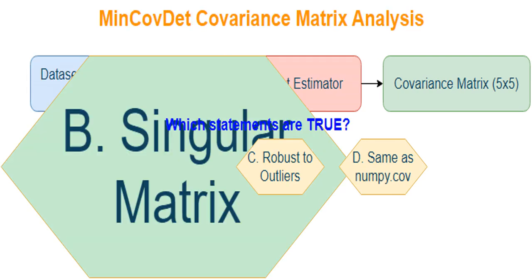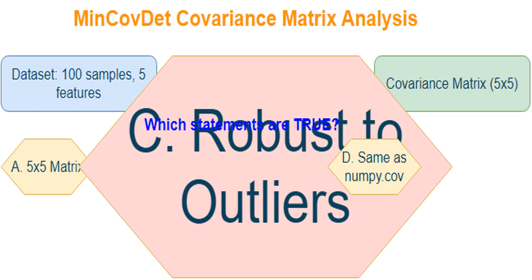This is false. A singular matrix is one that's not invertible. You can't easily undo its effects. MinCovDet is designed to avoid this issue. It aims to create a matrix that's always invertible. Absolutely true. That's the whole point of MinCovDet.